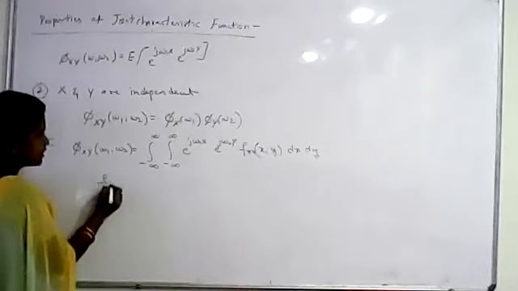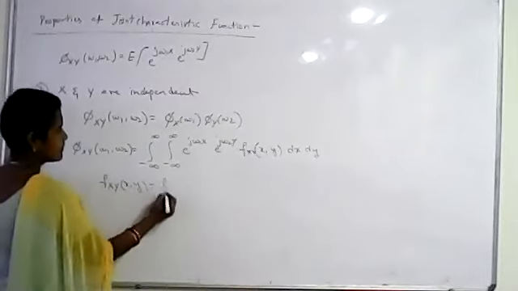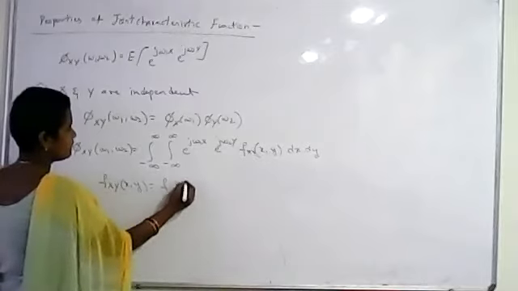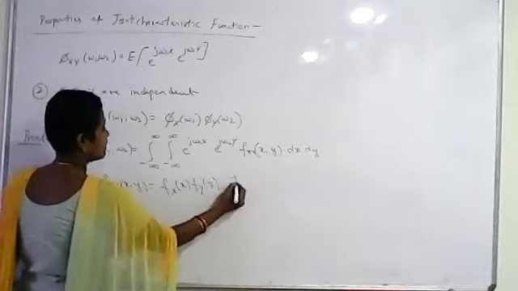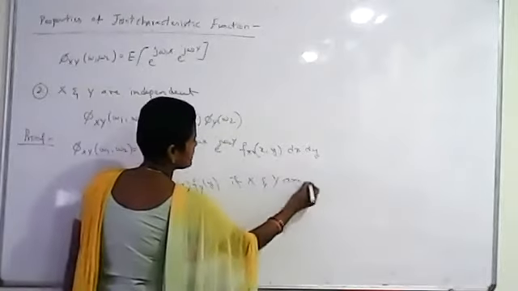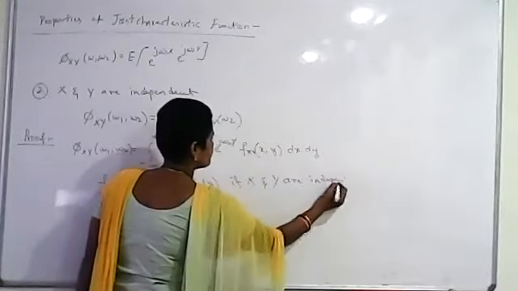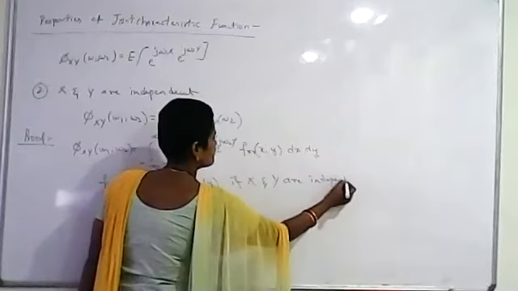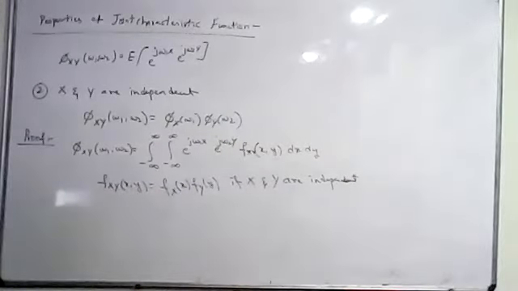Okay. Now you know that f xy of x comma y is equal to fx of x times fy of y if x and y are independent. If x and y are independent, then fxy of x comma y is equal to fx of x into fy of y.